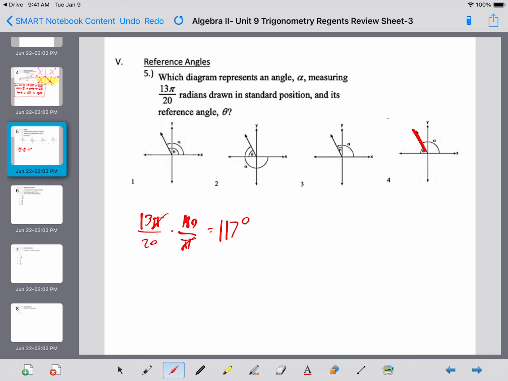And it looks like it's the same for all... Oh, wait, nope. It's not the same for all of these. 117 degrees is positive, right? So if it's positive, it's not going clockwise. So we could already cross out 2. If it's positive, we go counterclockwise. So all of these alphas are drawn correctly. They're all the same. Now, for the reference angle, they're calling the reference angle theta.